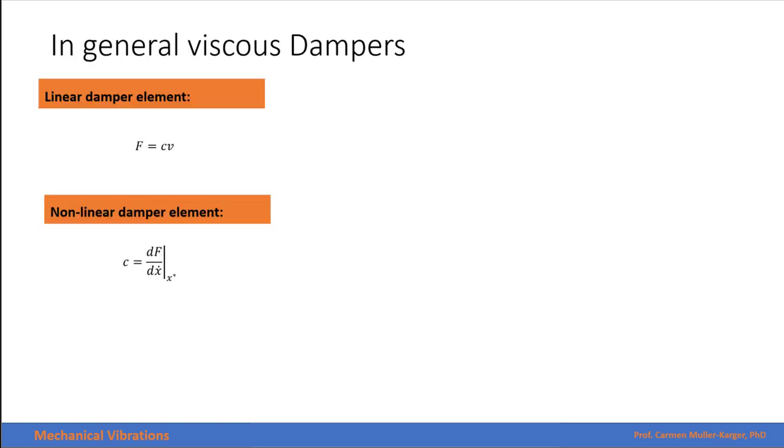In general, the force of the viscous dampers can be expressed as the constant of the damper times the velocity. When we have a nonlinear damper, we can find the linearized constant of the damper by differentiating the expression of the nonlinear damper with respect to the velocity, and we will have to evaluate that for a specific position. We did that for the spring, and it's very similar.